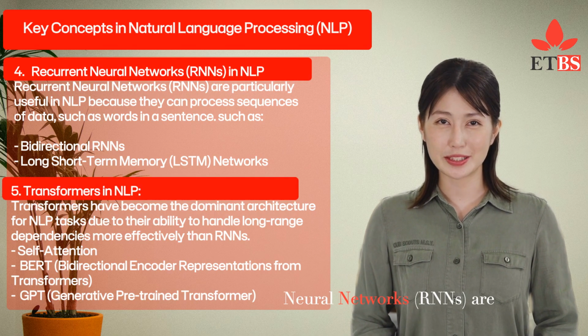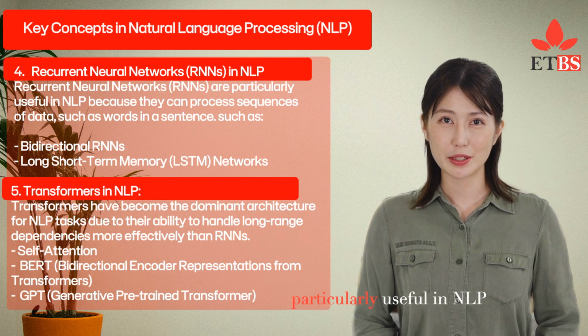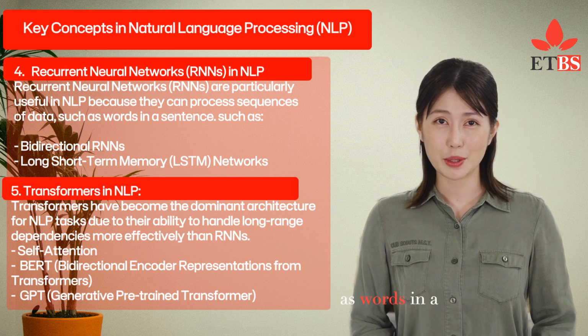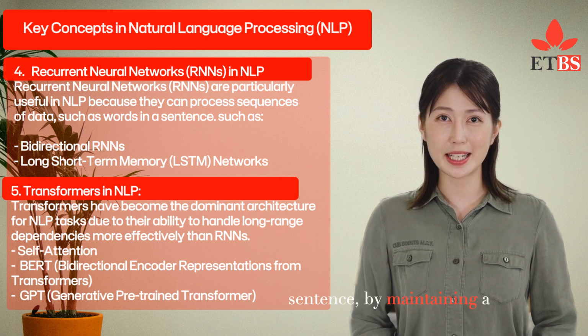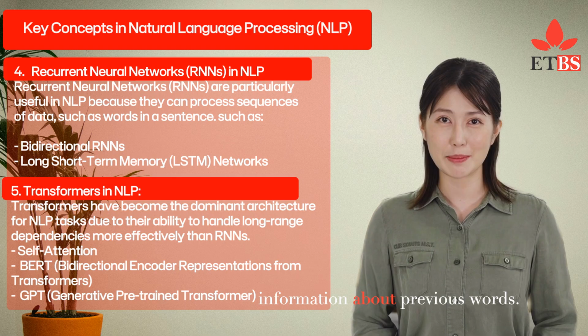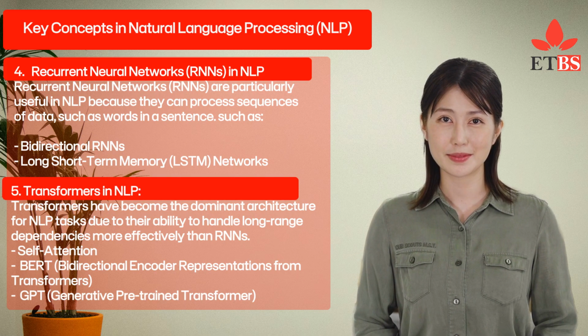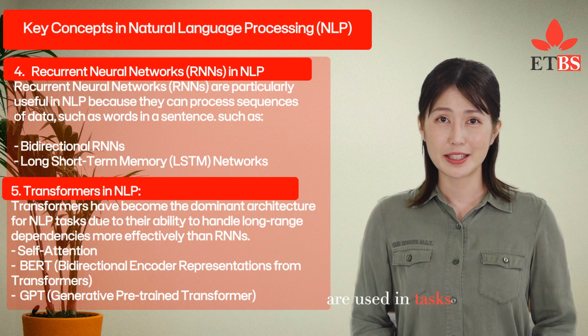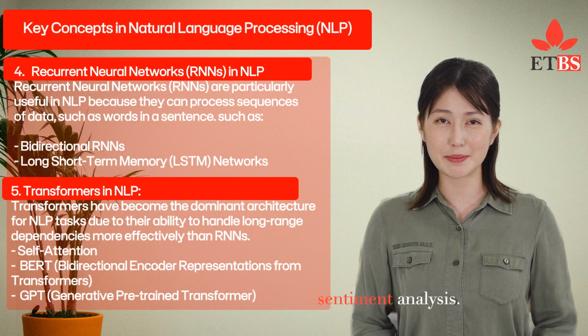Recurrent neural networks, RNNs, are particularly useful in NLP because they can process sequences of data, such as words in a sentence, by maintaining a hidden state that carries information about previous words. RNNs are designed to handle sequential dependencies and are used in tasks like machine translation and sentiment analysis.